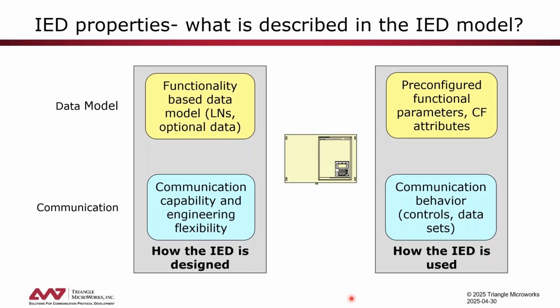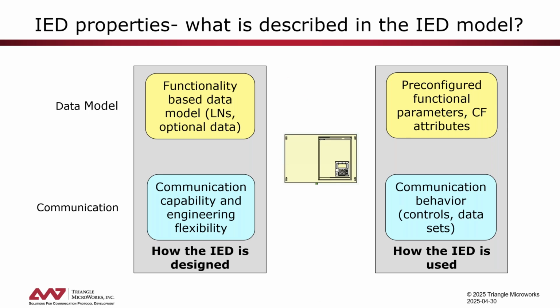For these properties, basically the left part, that's what is describing how the IED is designed. So that's typically not changed during the system design, because that's a characteristic of the IED. The right part, that's typically what we change when we engineer the system. So that's where we can do configurations when we build the system.